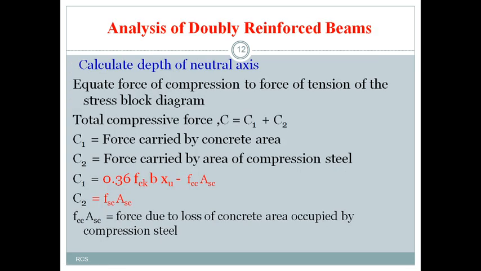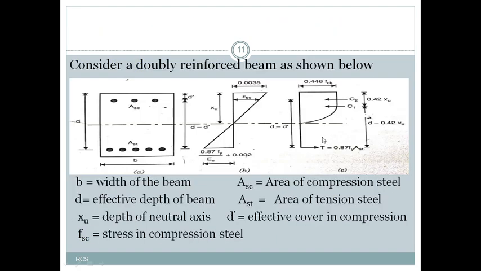What is C1? C1 is the force carried by concrete. What is C2? It is the force carried by steel, because C2 is the force due to steel, the compressive force in steel reinforcement. C1 is the compressive force in the concrete other than the steel. So we have to calculate C1, C2, and finally the tensile force, and by equating these using the stress block parameters, we can calculate the depth of neutral axis. Quite similar to your singly reinforced beam.